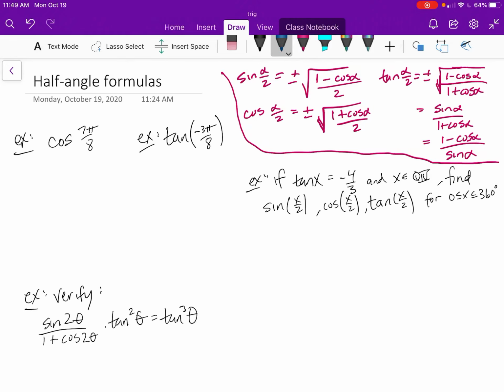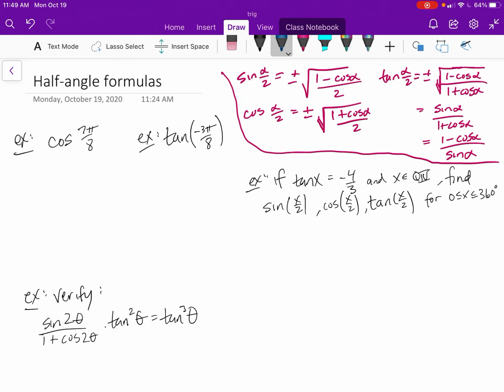Okay, we'll look at some uses of the half angle formulas here. I have a few different problems. I wrote the formulas in the upper right. I do want to point out, notice the plus minus in front of the three formulas for sine, cosine, and tangent of the half angles.